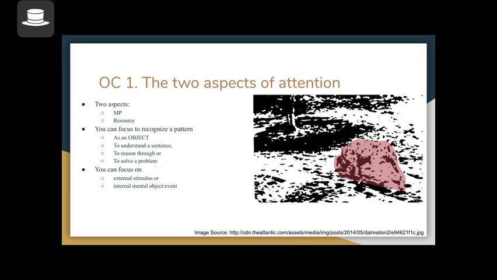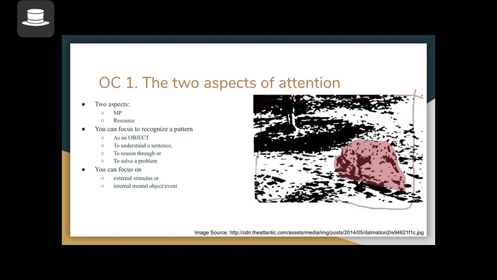So attention in a general sense, as a mental process, is a focus. You can focus on an external object like this, or you can focus on an internal object in your mind. Let's say I'll ask you a question. What is the color of the Statue of Liberty?